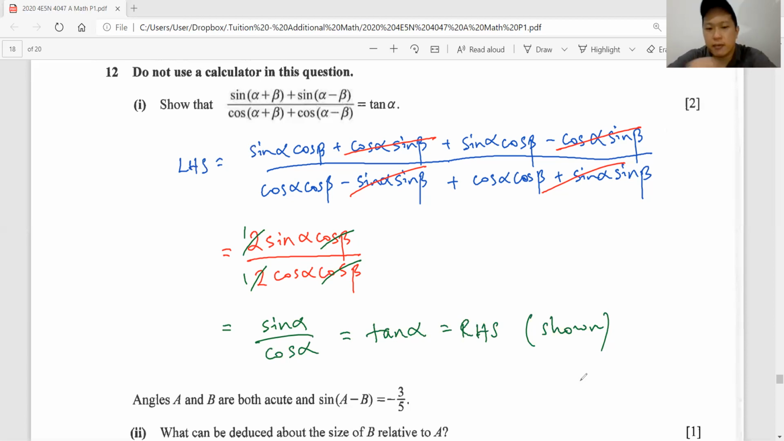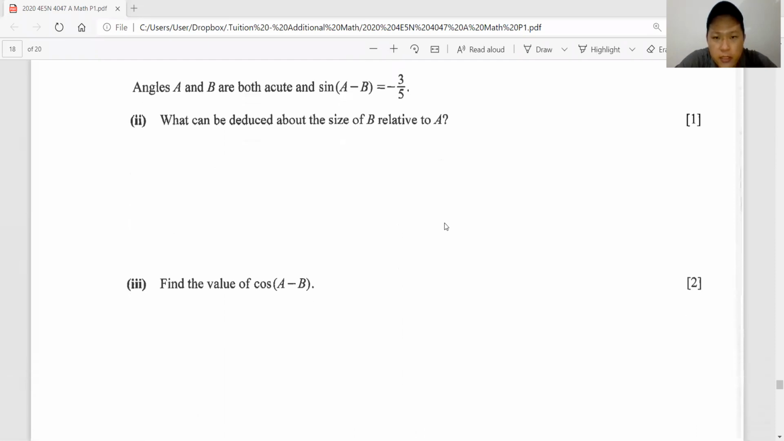Now I'm going to move on to part 2. Wow, what is this part 2 talking about? Let's read the question together. Angles A and B are both acute. Angle A acute, angle B acute. Sine of A minus B is negative 3/5.